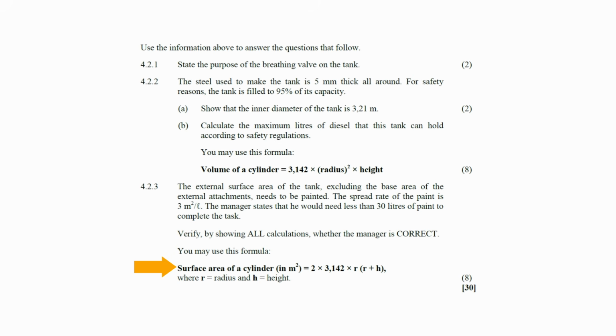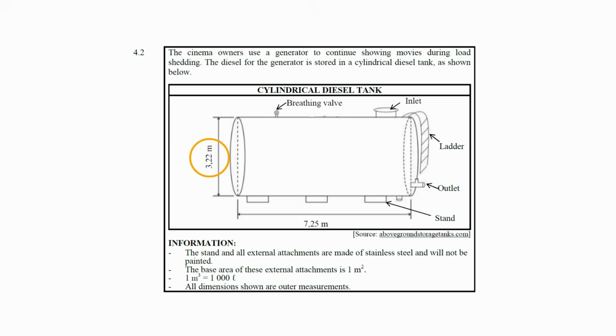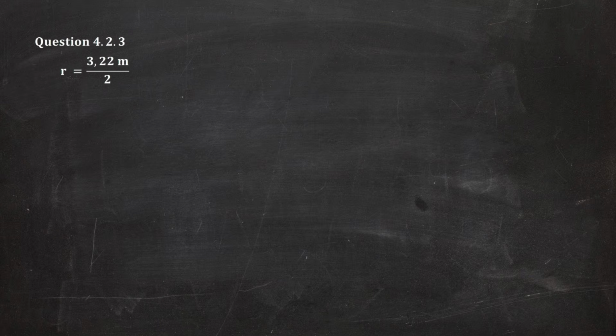The surface area of a cylinder in square meters equals 2 times 3,142 times R multiplied by the sum of R plus H, where R is the external radius and H is the external length of the tank. Since the external diameter of the tank is given in the diagram, this only leaves a radius to be calculated. The radius is half the diameter, so it is 3,22 meters divided by 2, and this equals 1,61 meters.